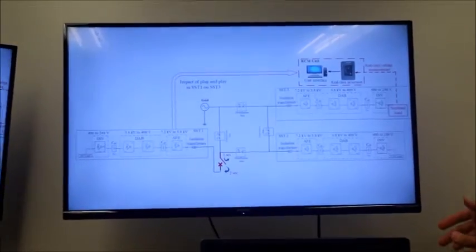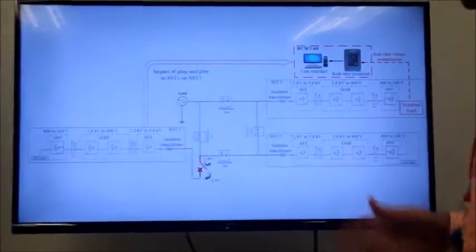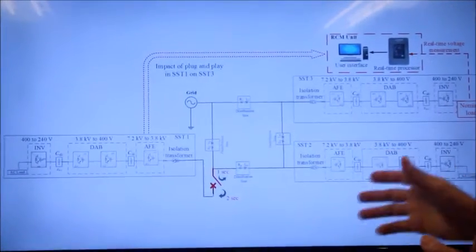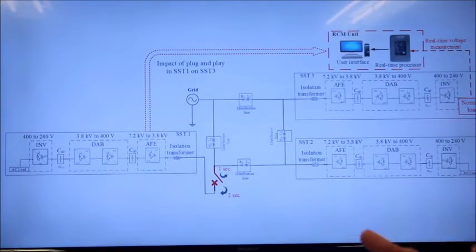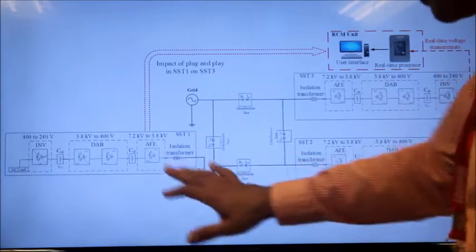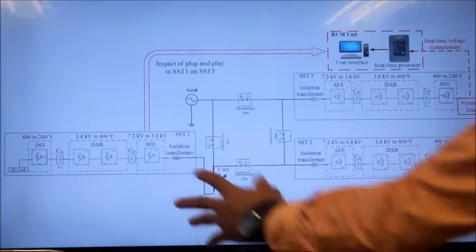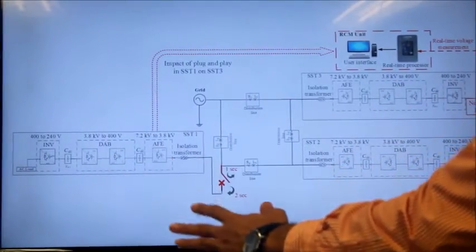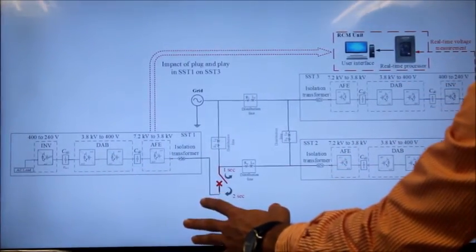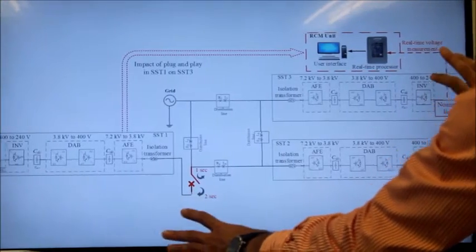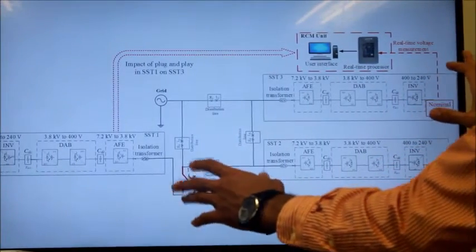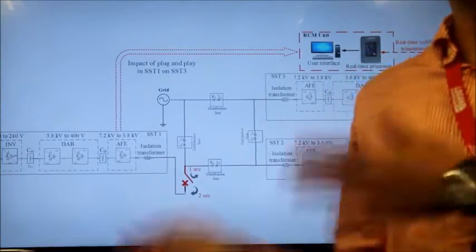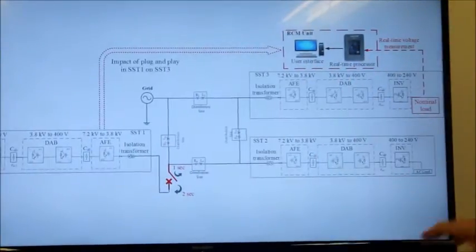In the fourth scenario, which is a plug and play condition, the purpose is to see the impact of plug and play or an emergent dynamics in SSD 1 to SSD 3. So the plug and play condition occurs here at this point of the microgrid, and the measurement is taken at the load side of the SSD3. In other words, we want to see the impact of plug and play at one point in the grid on the other points in the grid.